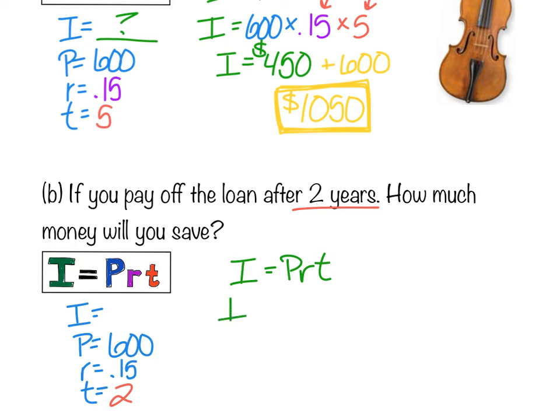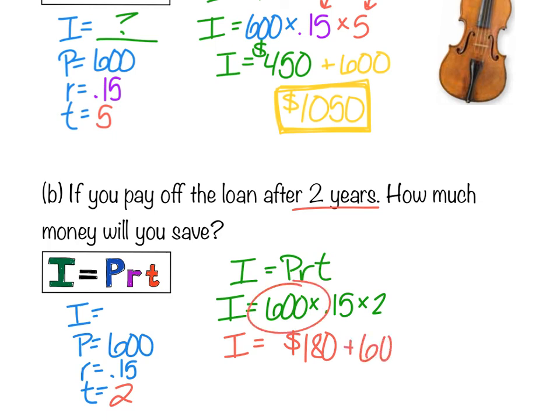So our interest, I, we don't know. Principal was 600. The rate is still 15%, and the time is now 2 years. So if you do 600 times 0.15 times 2, you get $180 for our interest. Now, that's the interest we owe, right? So we're going to have to pay that back, plus we're going to have to pay back the amount we borrowed, the principal, and that's going to give us $780 that we would have to pay for the violin.